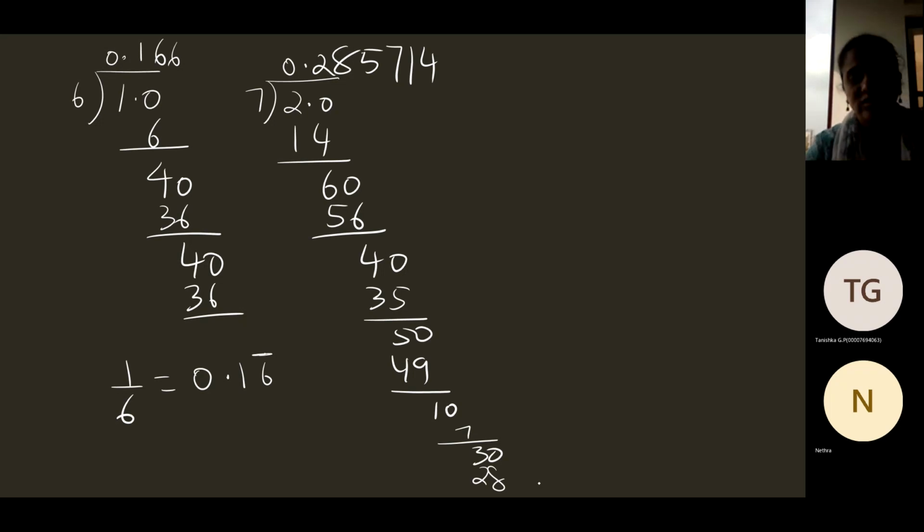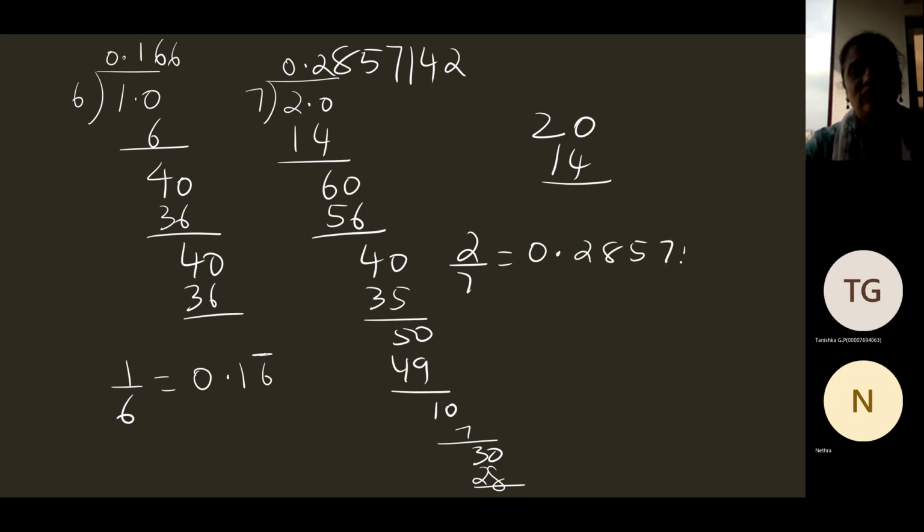You can continue if you want, your 2 is a remainder. 2 is a remainder, add 0. Then again it will be 2 sevens are 14, correct? So what is 2 by 7? 2 by 7 is 0.285714 recurring.